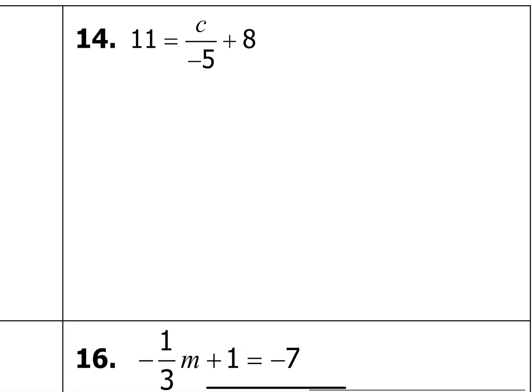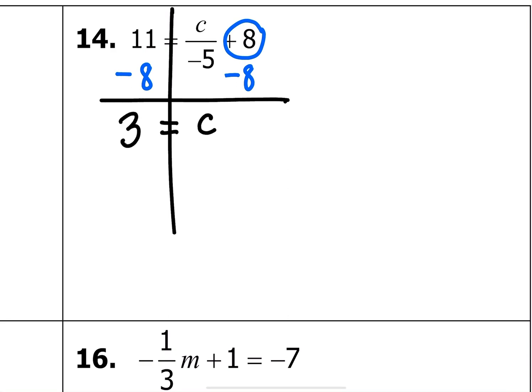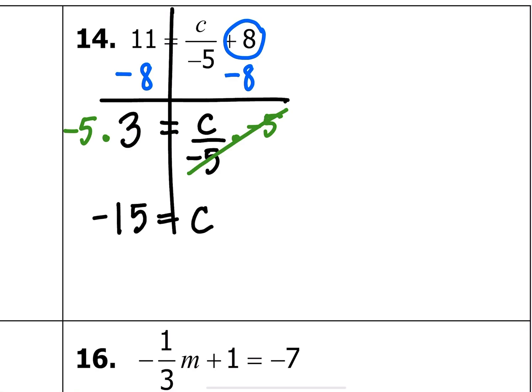Number 14. Oops. We're going to focus on the constant first, get rid of the constant. I get 3 equals c over negative 5. Multiply both sides by negative 5. That's going to cancel that denominator, right? So c is being divided by negative 5, so I'm going to undo that by multiplying by negative 5 on each side. So we get negative 15 equals c.